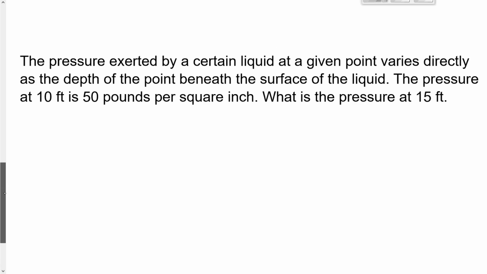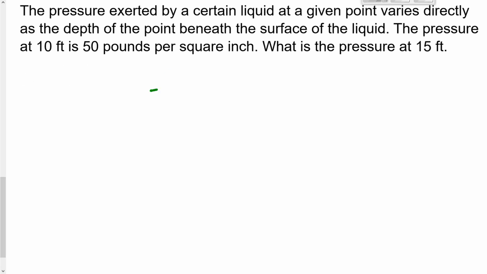Isn't it always y equals K? So we put in there equals K, so it's always going to equal K. Now, the pressure exerted by the liquid at a given point varies directly. So what comes before the word varies? Well, that's the pressure exerted by a certain liquid. That's a lot of words, right? So can we just let a letter represent the pressure exerted? How about P for pressure exerted? Okay, so that comes before the word varies.